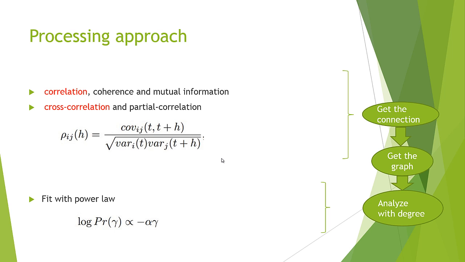The next step after we get the cross correlation results is to set a certain threshold on the results to calculate the connectivity matrix, and using this matrix we can fit the data with a power law distribution with parameters alpha and gamma.